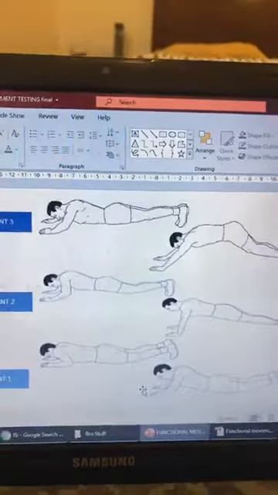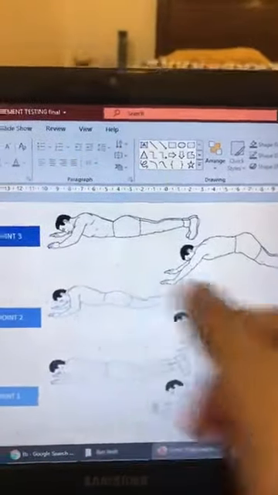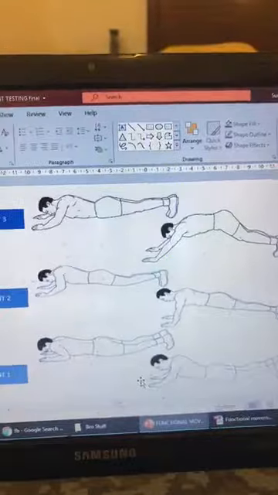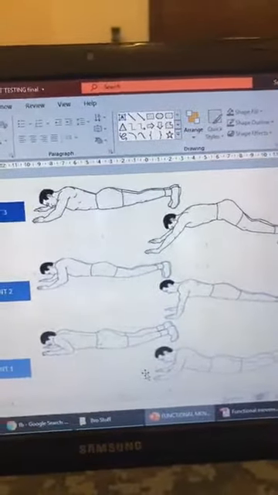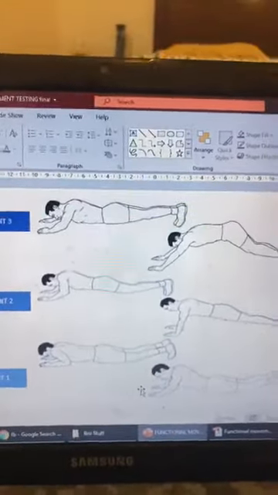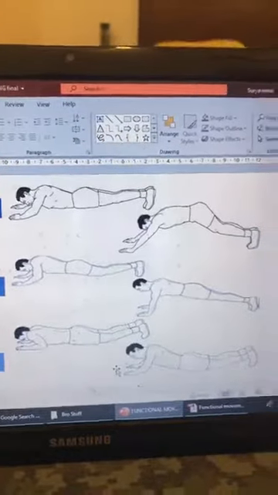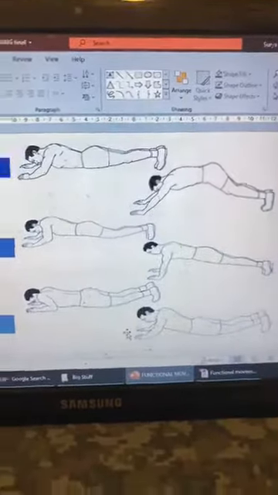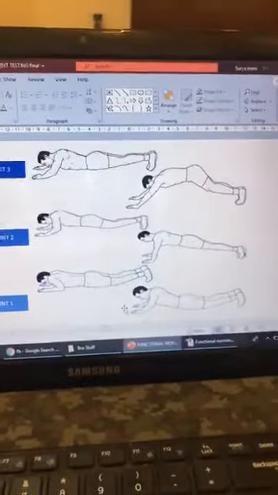In point 2, if the person is not able to do that, what you can do is tell the patient to shift the hand slightly lower, or you can say close to the chest, and then make them perform the exercise. If they are able to perform properly, score 2.